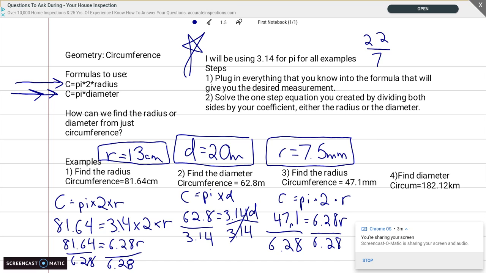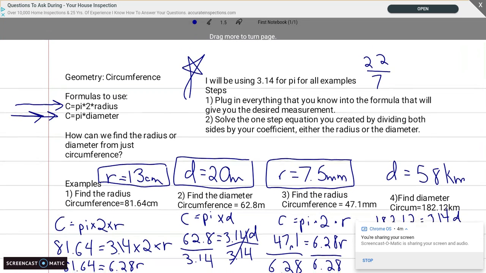And our last problem. We need to find the diameter given the circumference. So I'm going to jump right into plugging things in. 182.12 equals pi, which is 3.14, times my diameter. And all I have to do is divide each side by that pi decimal, 3.14. So 182.12 divided by 3.14. And I am going to get a diameter of 58 kilometers. Wow, this is one big circle.